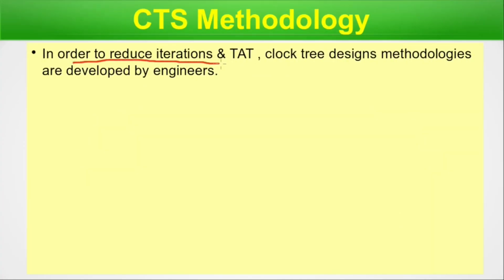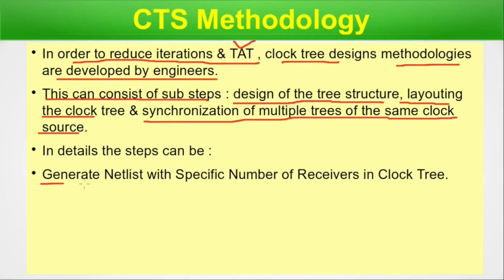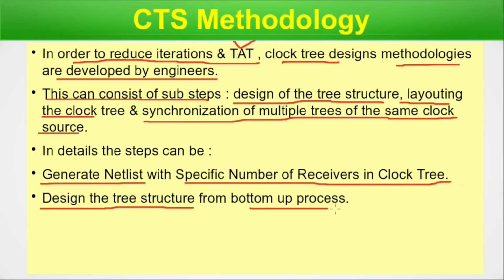In order to reduce the iteration and TAT, meaning the turnaround time, clock tree design methodologies are developed by engineers. This can consist of sub-steps, that means the design of the tree structure, layouting of the clock tree, synchronization of multiple trees of the same clock source, and there could be clock gating. In detail, the steps can be: generate netlist with specific number of receivers in the clock tree, design of the structure from a bottom-up process. Bottom-up means you have a design from a top view, but however, this is developed from the bottom. That means the leaf cell is designed first and then we proceed towards the different levels. So these methodologies have to be developed first and then implemented through CTS.